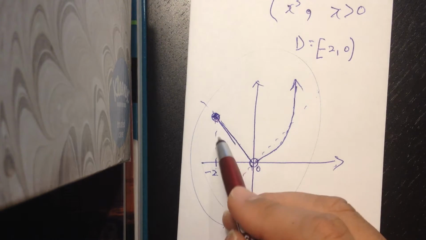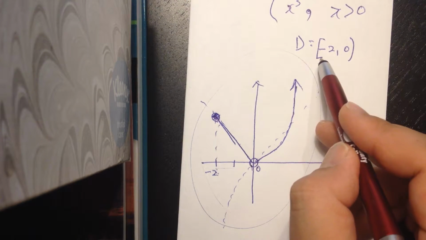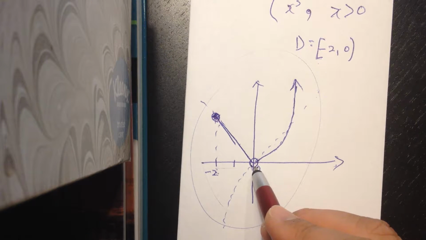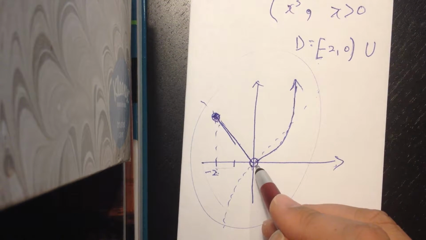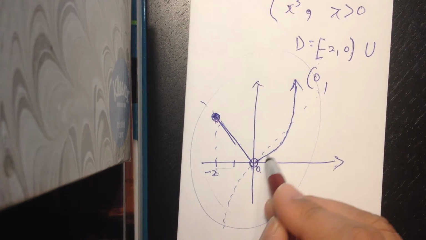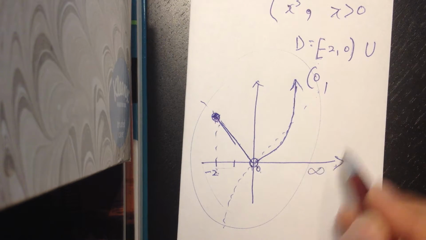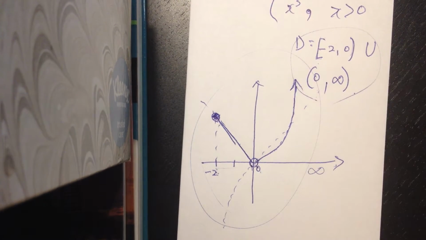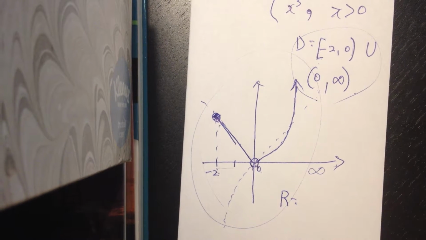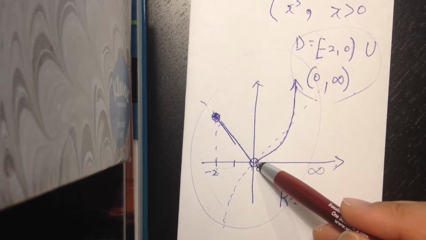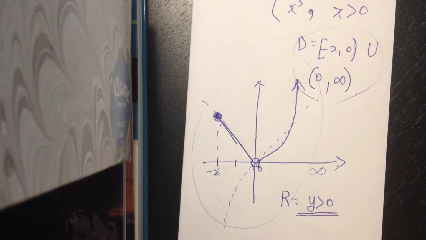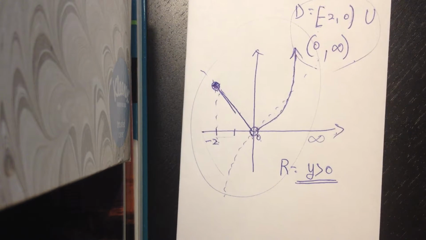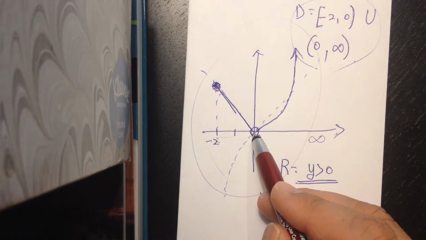If we want to include -2, you want to use the bracket. If you want to exclude 0, then you're going to use parentheses. And from 0, not including 0, and goes all the way up to infinity. So that's the domain. Range seems like anything greater than 0. Right? Makes sense. Intercept, no intercept. Why? Because this is empty.